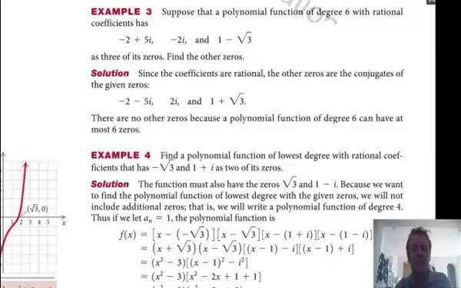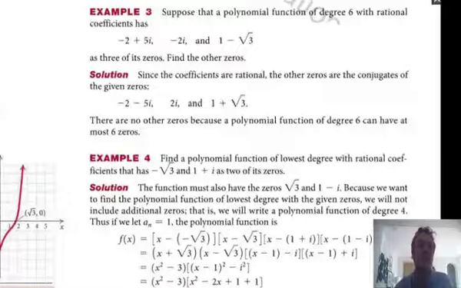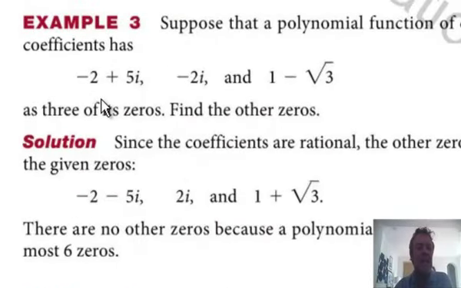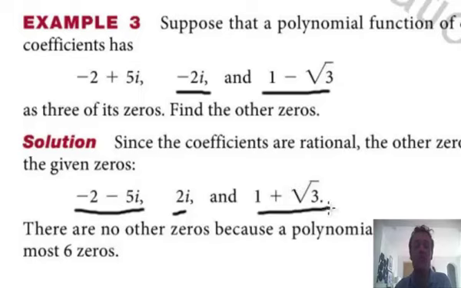Right, we have a polynomial of degree 6 with rational coefficients, and it has these three as zeros, but it's degree 6, so it should have 6 zeros, okay? Now, all this is conjugates. If I have a negative 2 plus 5i, I'm going to have a negative 2 minus 5i as a solution. If I have a negative 2i, I've got a positive 2i, and if I have a 1 minus root 3, I'll have a 1 plus root 3. That's all that is, okay?